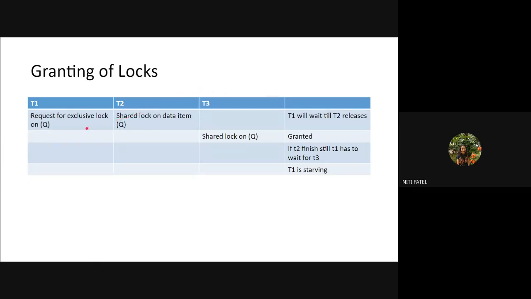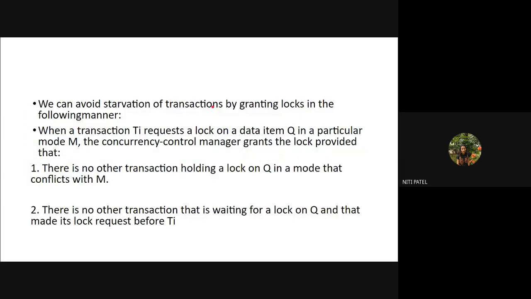So if the request is for exclusive, it has to be made to wait. But if the request is for shared, it will be immediately granted. Clear how the locks can be granted? So can we say T1 is continuously starving? Starving means it is continuously waiting till it is released by T2 and till it is released by T3. Clear?